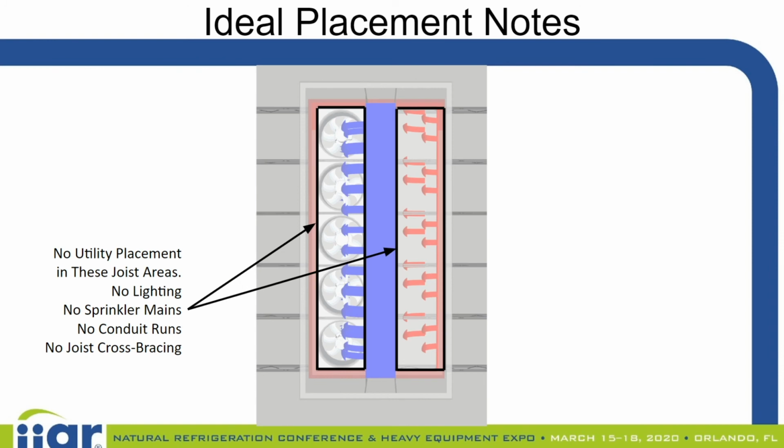So there's notes you can put on your drawing in plan view to show avoidance areas for other utilities. You certainly wouldn't want a lighting fixture blowing around in the discharge of a penthouse fan. But let's also get the sprinkler mains, conduit runs, joist spacing, all of that as clear as possible so we get maximum benefit from our penthouse evaporator.